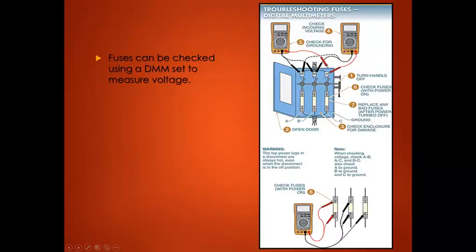Be careful with this, because if you're testing a fuse with a voltmeter function and the fuse is open, you will read source voltage. So say you have 240 volts AC. If the fuse is blown or open, your meter will read 240 volts AC. If the fuse is good and not open, it will read nothing.